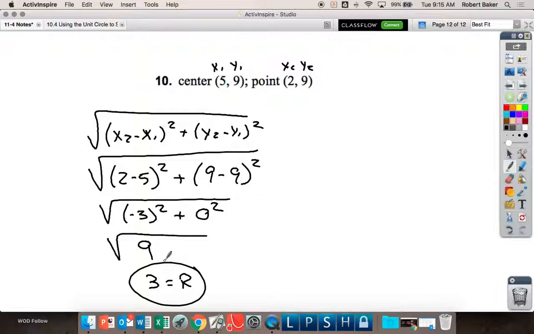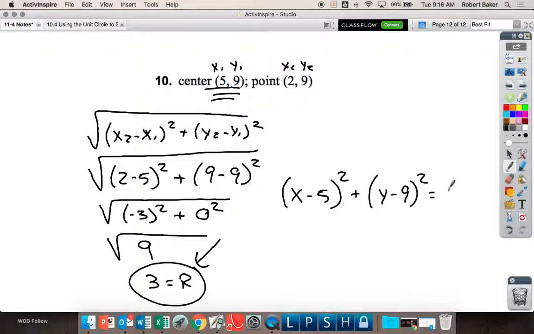Okay, same thing. If the y values are the same, how do I get from 2 to 5? It's over 3 units, right? Because the y value is the same. So I have a center, I have a radius, and to build my equation, x minus 5 squared plus y minus 9 squared equals 3 squared. What's the only thing I can simplify? The 3 squared. What is 3 squared?